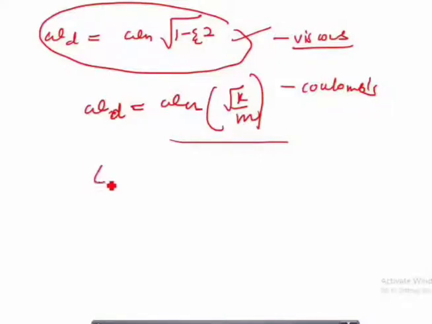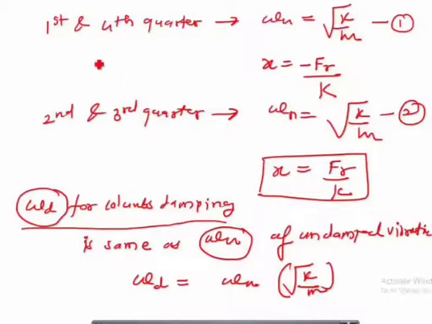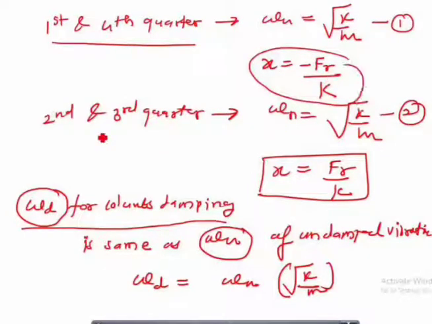And if you want to calculate the time period, obviously time period will not be equal to 2 pi upon omega d, but it will be equal to 2 pi upon omega n in seconds. Okay, now this once you have understood. Now for first and fourth quarter cycle, I have got x is equal to minus Fr by k, and for second and third quarter cycle, I have got x is equal to Fr by k. Okay, now let us understand this.